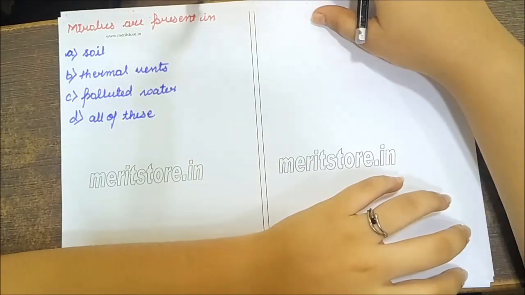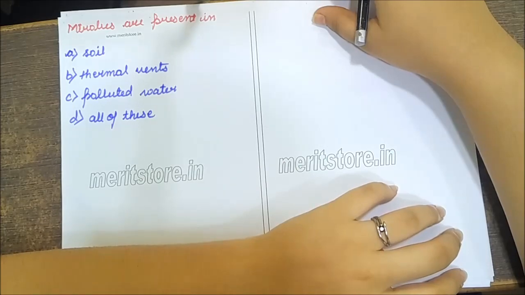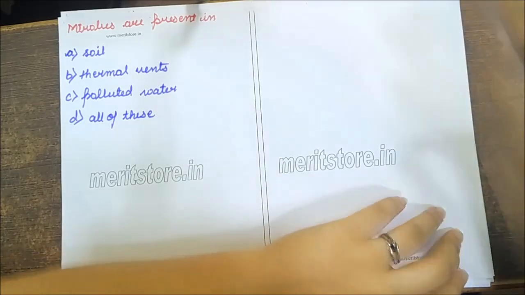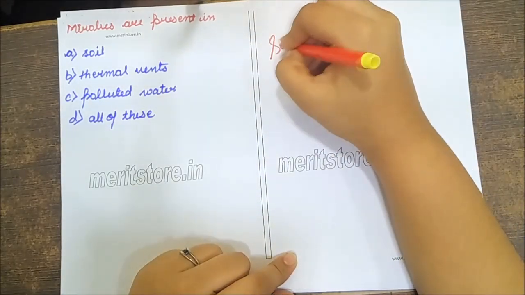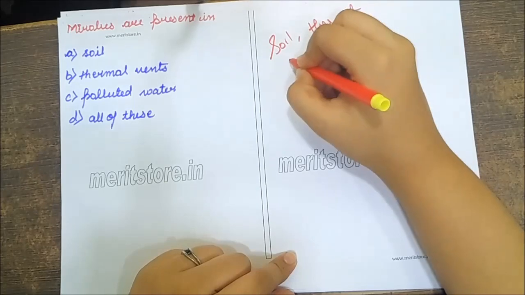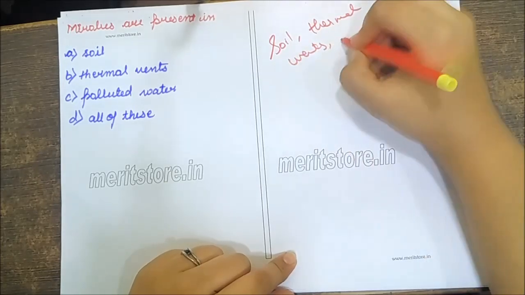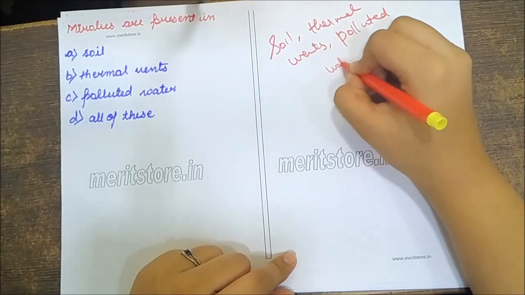And the question is, microbes are present in soil, thermal vents, polluted water, or all of these? And the answer for this is all of these. That is soil, thermal vents, and polluted water.